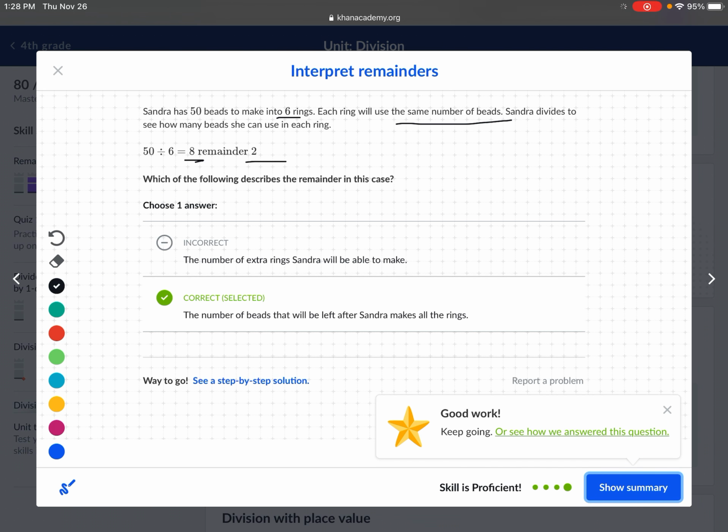So 2 will be the beads left over. How I know that is because she says she's going to divide to see how many beads she can put in each ring. When she's finished dividing, the answer 8 is her answer, so she puts 8 beads in each ring. So the 2 must be how many beads she has extra after she makes all the rings.